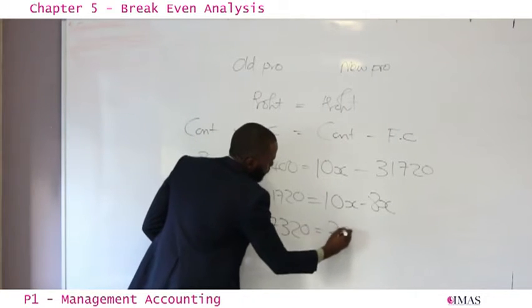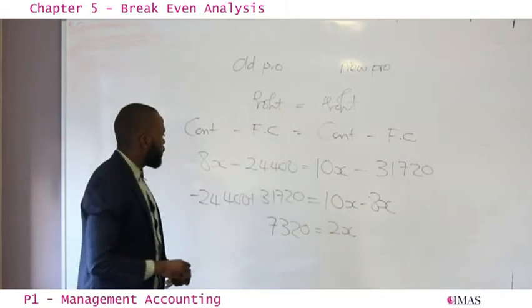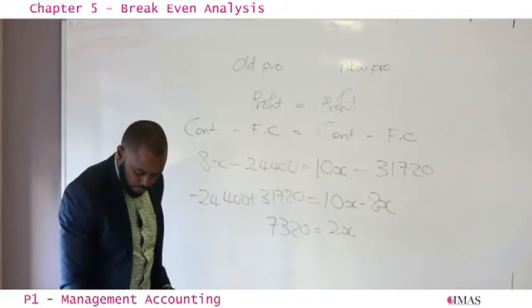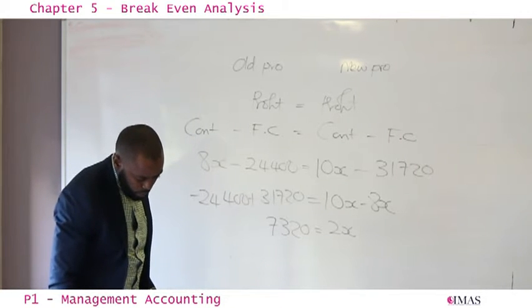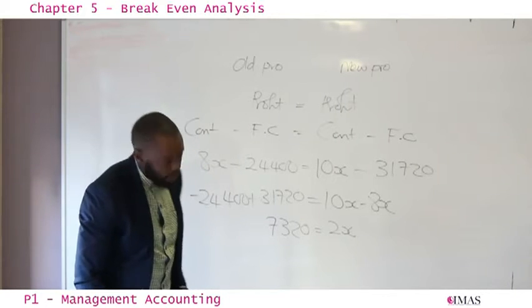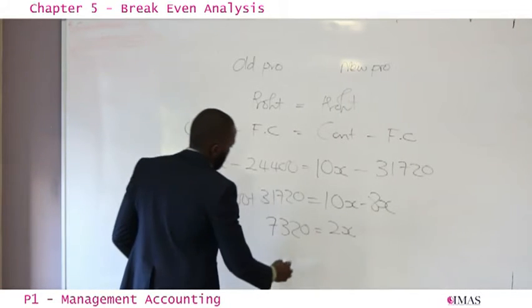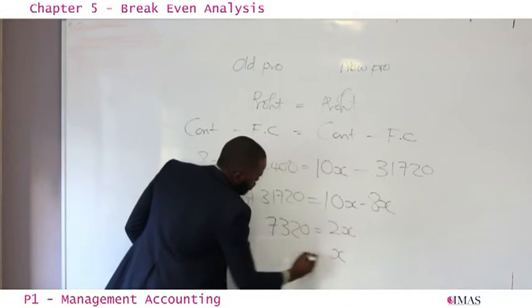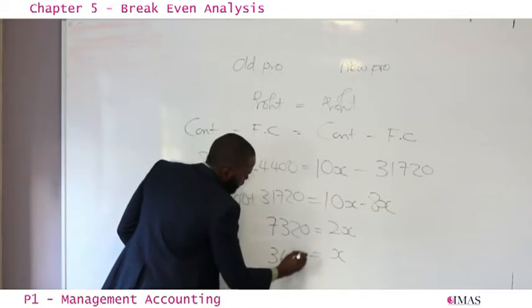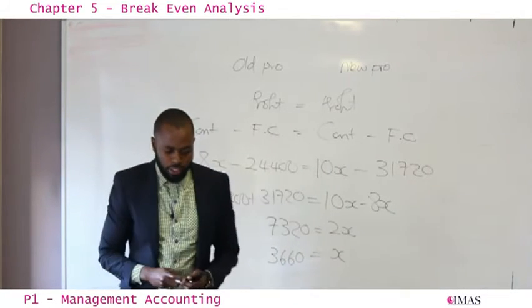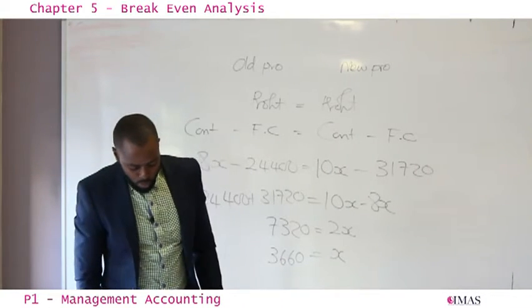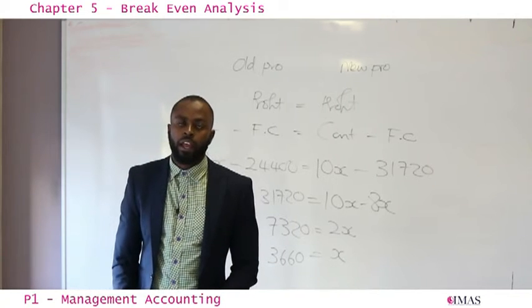7,320 is equal to 2X. And we divide both sides by 2. So 7,320 divided by 2, we get 3,660. So X is equal to 3,660. We get 3,660 units. So for number 116, the answer is A.